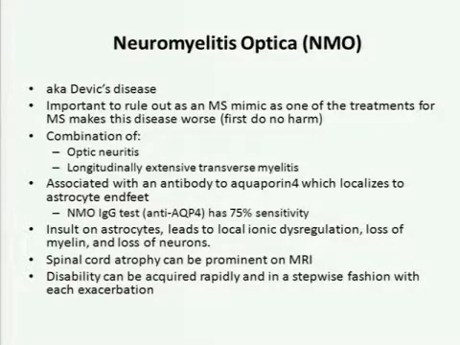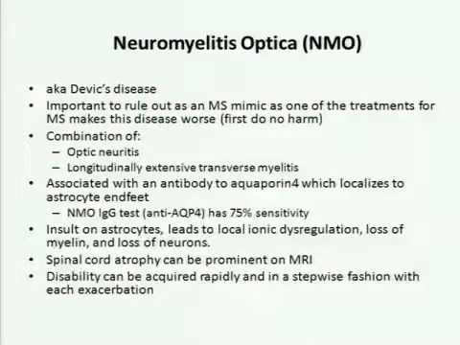NMO is a combination of optic neuritis and longitudinally extensive transverse myelitis, so you need to span at least 3 spinal levels. It's associated with an antibody that attacks aquaporin 4, and this localizes to astrocytic end feet. When you damage the astrocytes, you get local dysregulation of ions, and you get myelin problems, and then you also get problems with the axons themselves. And it really can be quite spectacularly degenerative.